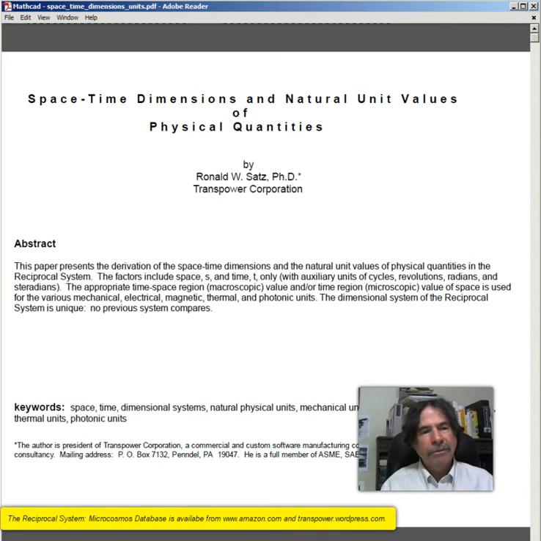The dimensional system of the reciprocal system is unique. No previous system compares.